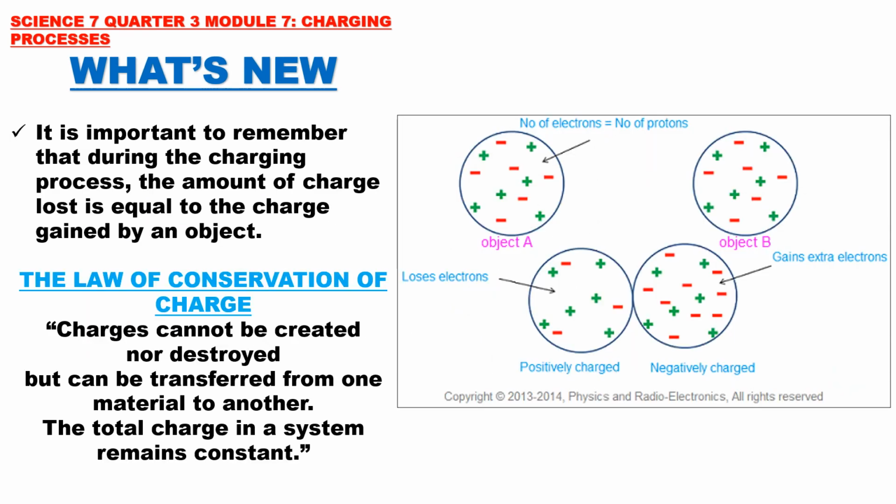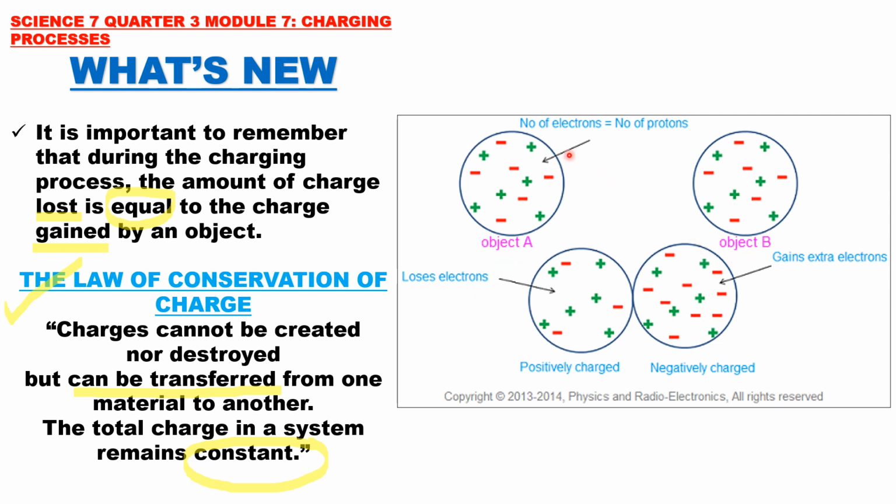It is important to remember that during the charging process, the amount of charge lost is equal to the charge gained by an object. So according to the law of conservation of charge, charges cannot be created nor destroyed, but can be transferred from one material to another, and the total charge in a system remains constant. So to illustrate this point, let us take a look at our picture here. So we have object A and object B.